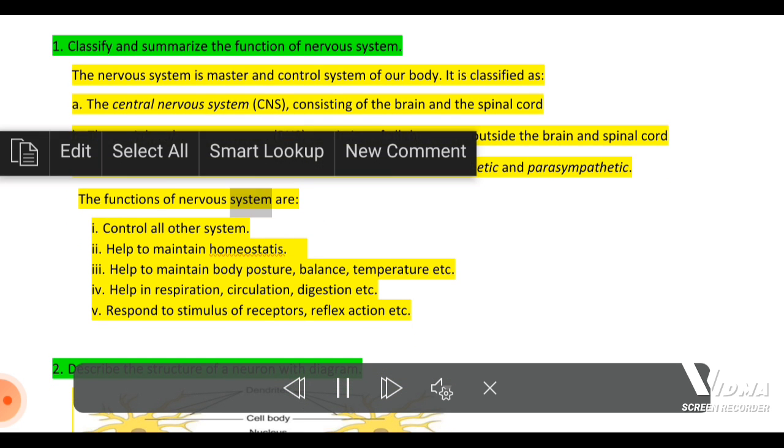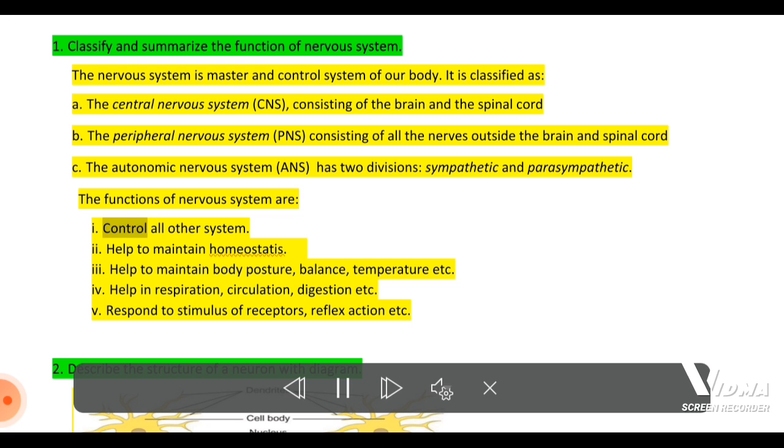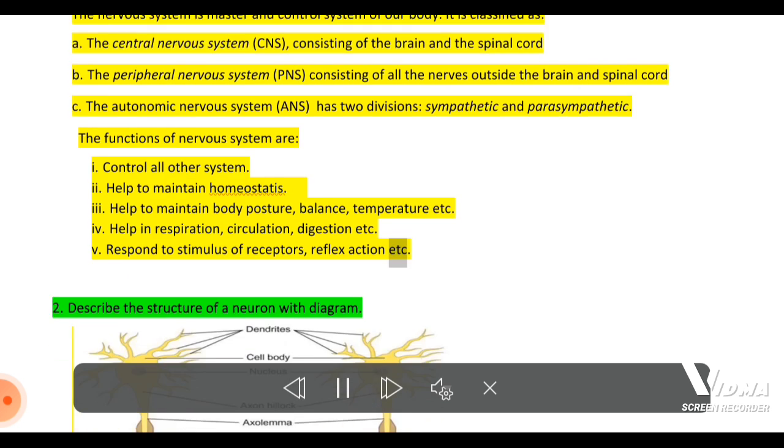The functions of nervous system are: control all other system, help to maintain homeostasis, help to maintain body posture, balance, temperature, etc., help in respiration, circulation, digestion, etc., respond to stimulus of receptors, reflex action, etc.